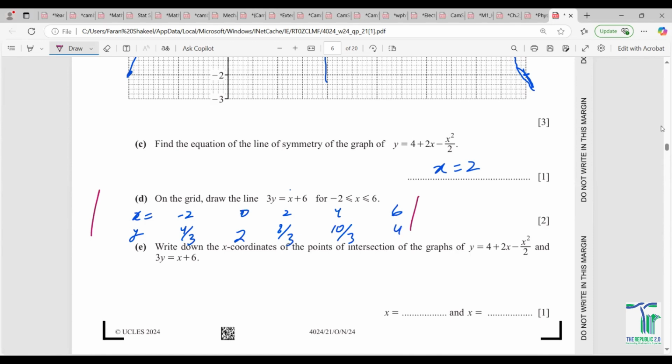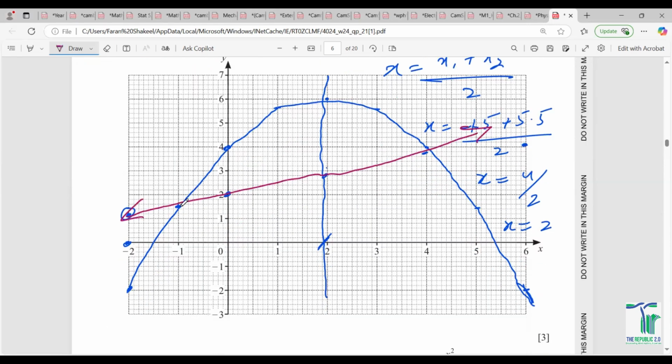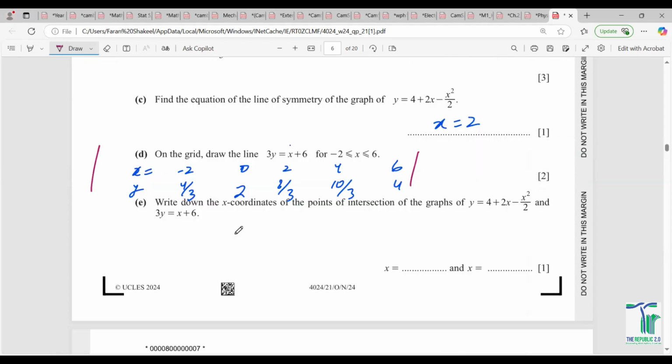Write down the x coordinates of the points of intersection of the graph, this and this. We don't need to calculate that. We just need to read it from the graph. So that is something like -1, and that is something like 4. So the x coordinates of the points of intersection are -1 and 4. Is that clear to you? So you've got these points.